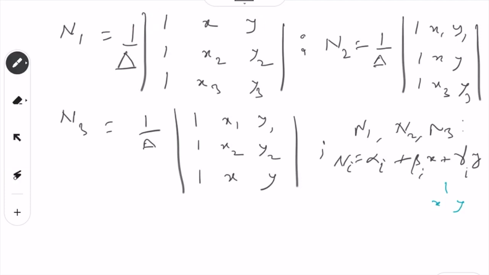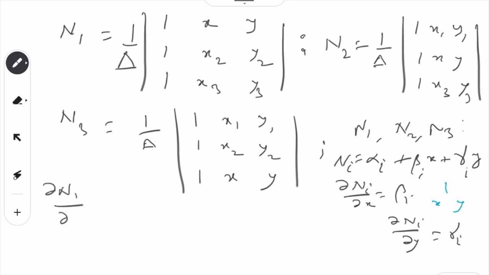And then you will get this automatically. You can see from here also, right? So del N_i over del x equals b_i only, so just the coefficient of x is the value. Here also you can make a comment: del N_i over del x equals beta_i, and similarly del N_i over del y equals gamma_i, right?